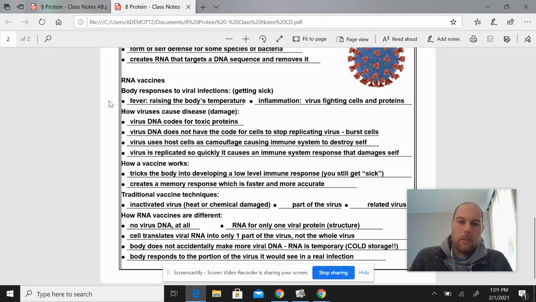Last but not least, we're talking vaccines. How do vaccines work? Well, vaccines work depending on what is in that vaccine. Generally, it's either a partial piece of a virus or a weakened version of a virus, a similar type of virus, that is injected to generate an immune response.